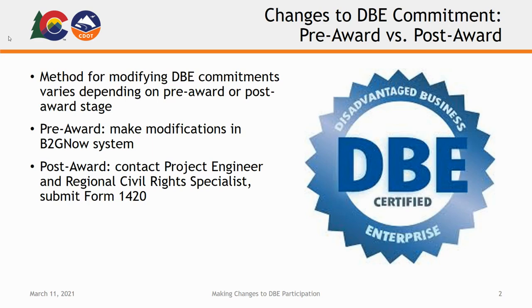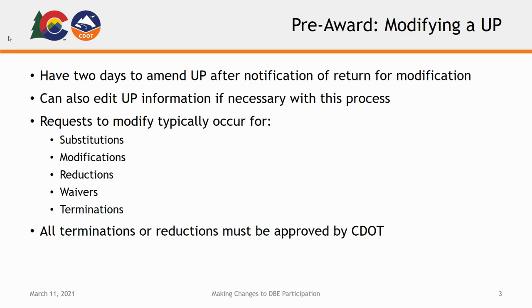If you are in the post-award stage of the project, you will complete CDOT Form 1420 and submit this with a request to modify your current DBE commitment to the project engineer and the regional civil rights specialist for your project. If your submitted utilization plan is reviewed and there is a need to change the information within, you will receive a notification that your utilization plan has been returned for modification and resubmittal, and you will have 2 calendar days to amend the utilization plan and return it to CDOT.